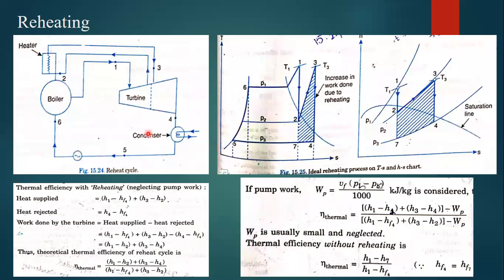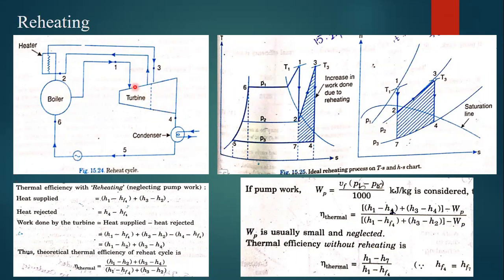The remaining procedure is all the same. The only thing is, first we increase the pressure within the boiler. That means, at constant pressure, we change the phase, and the steam is taken to the turbine. After certain expansion, the whole steam within the turbine is taken to be heated again. So we give heat input two times, one at the boiler and the other at the reheater. That is why we call this reheating. After reheating, we take the whole steam back to the turbine here, right?